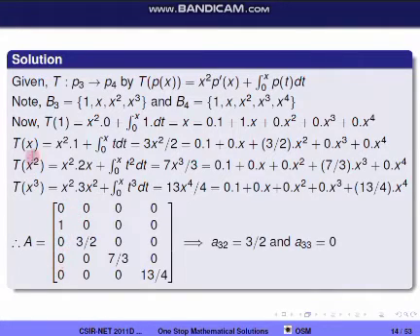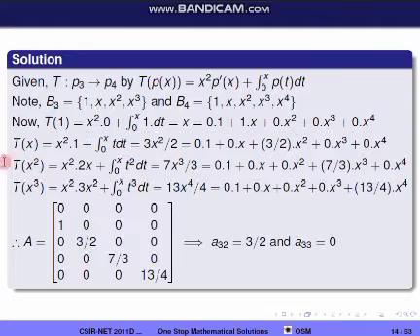Now we will find T of x. T of x is equal to x square into d by dx of x square plus integral 0 to x t dt. When we simplify this, we get 3x square by 2. Write it as a linear combination of B4. So this is equal to 0 into 1 plus 0 into x plus 3 by 2 into x square plus 0 into x cube plus 0 into x power 4. The coefficients of this form the second column. So 0, 0, 3 by 2, 0, 0.